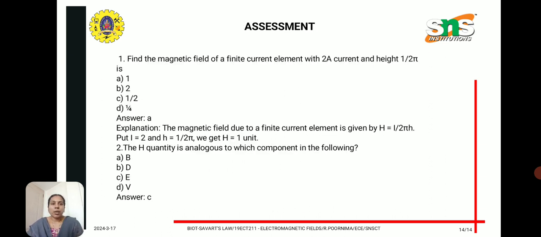Assessment. Find the magnetic field intensity for the current element with 2 amperes current and height 1 by 2 pi. So we can obtain the magnetic field H equal to I divided by 2 pi h. Because the height is given as 1 by 2 pi, we can substitute this, so the 2 pi gets cancelled, so the answer is 1. So the answer is option A.